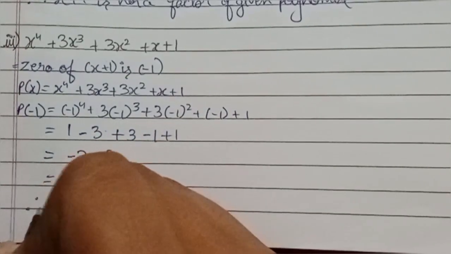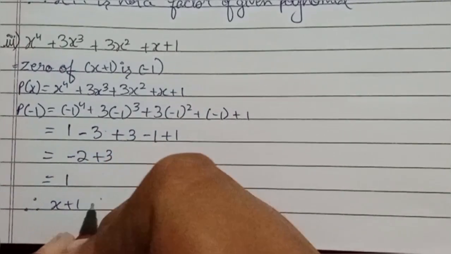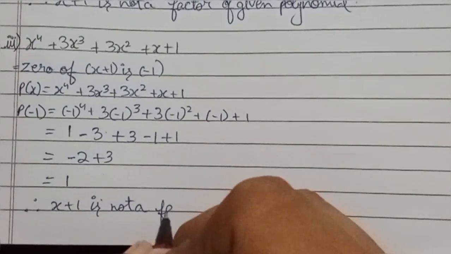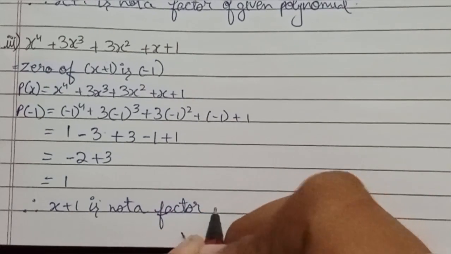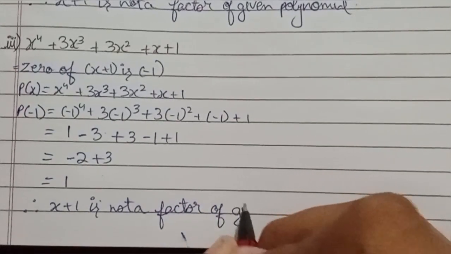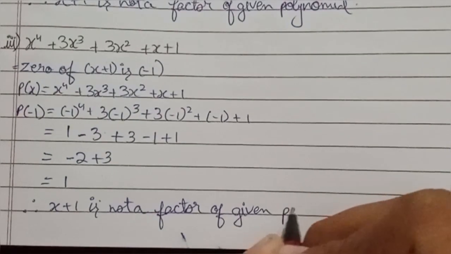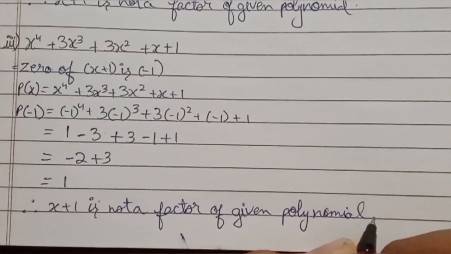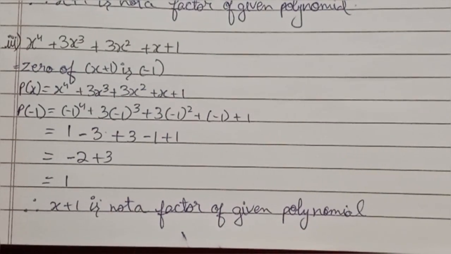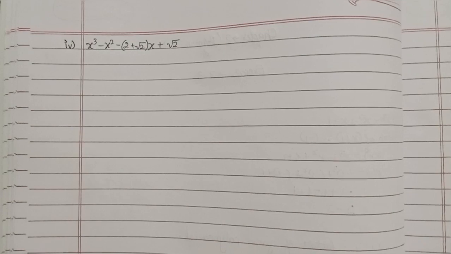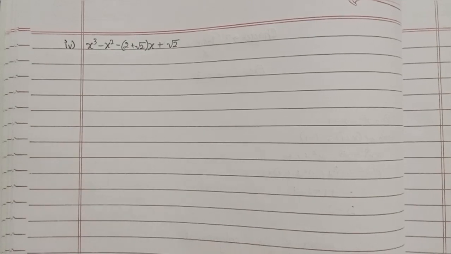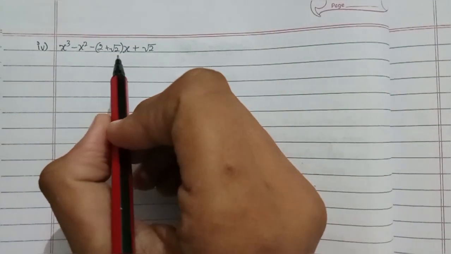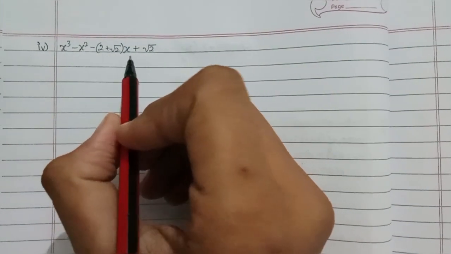So now at last we will write: hence x plus 1 is not a factor of the given polynomial. So this was the third part. Now we are going to do the last and fourth part of the first question. The fourth part is x cube minus x square minus bracket 2 plus under root 2 bracket close into x plus under root 2.